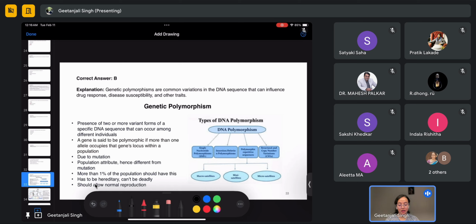Now there can be different types of polymorphism: single nucleotide polymorphism, SNPs, and the next one is insertion or deletion polymorphism, and polymorphic repetitive sequence. The third one is CNV, structural or copy number variation. We'll discuss all this very briefly.